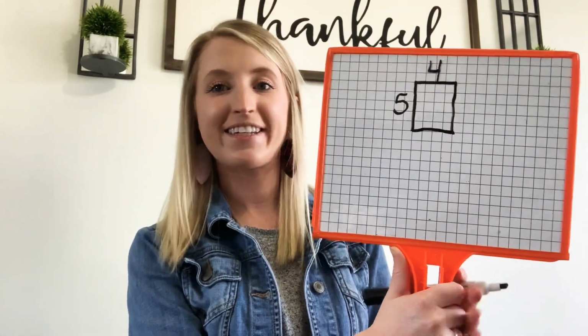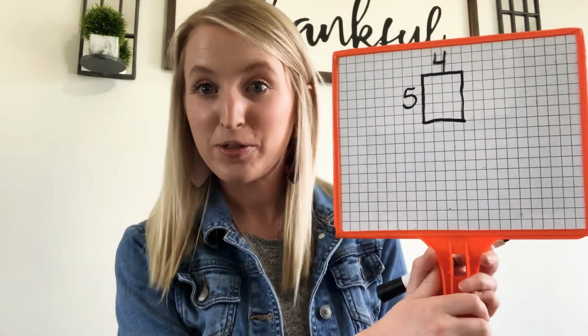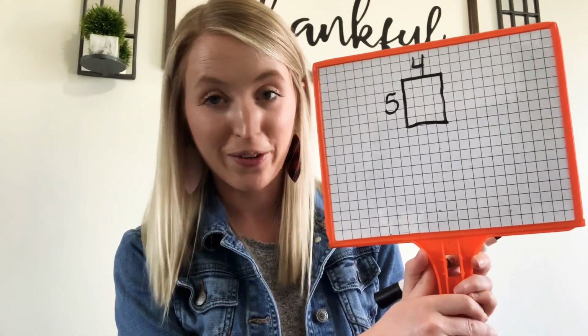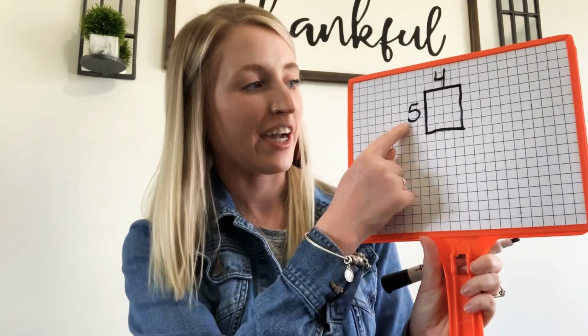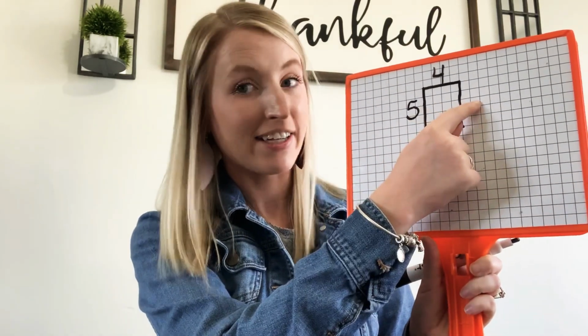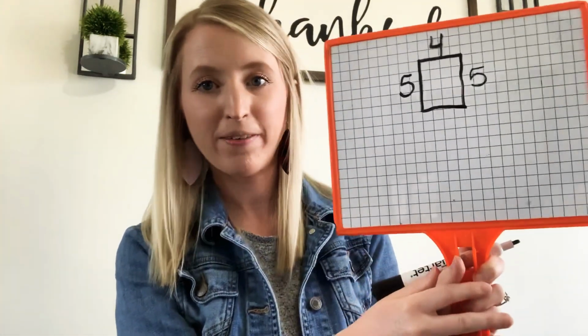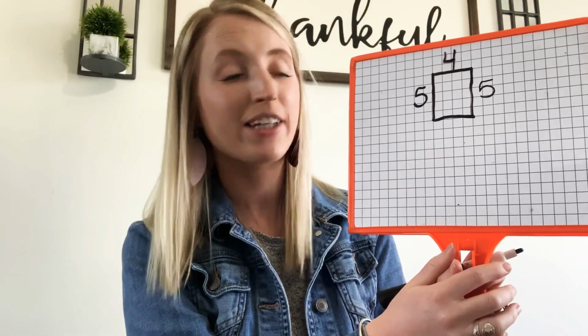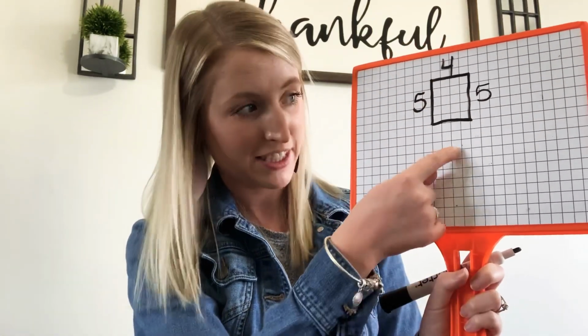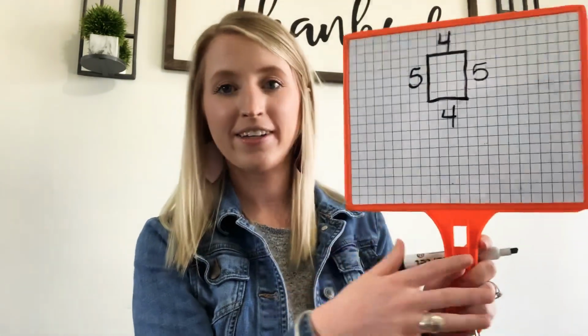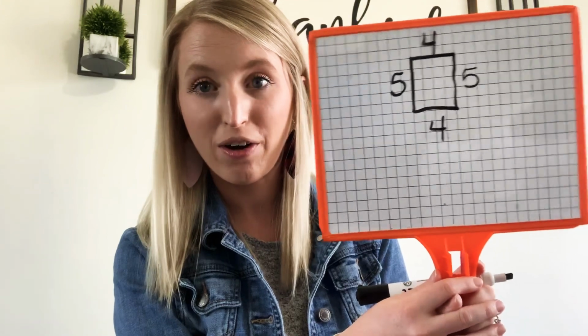Okay, so let's see here. Hopefully you did this by yourself and you paused the video like I asked. If this side is 5, that means that this side has to be 5, right? Okay, so those 2 sides are the same length. Now, if the width is 4, that means down here it has to be 4. Okay, my next step, I have to add all 4 sides together. So I'm going to add 5 plus 5 plus 4 plus 4.